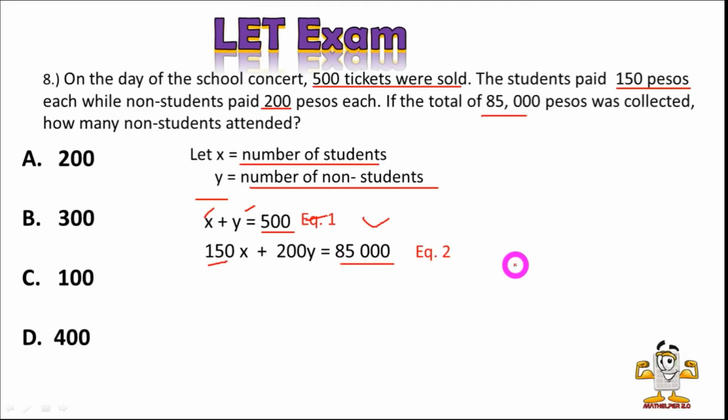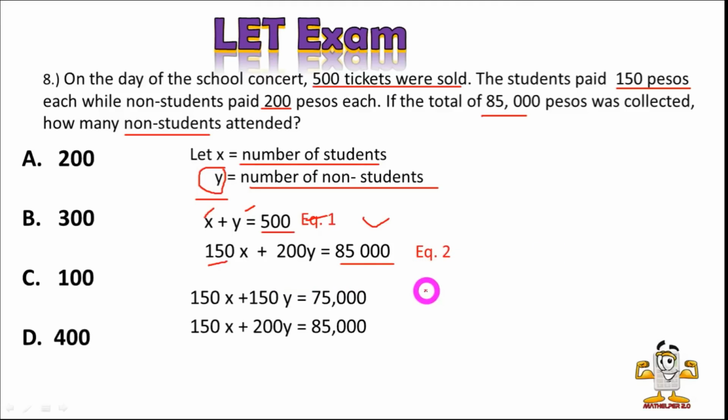So ang tanong is, ilan po yung non-students? So ang hinahanap natin yung y. So para makuha po natin yung y is solve y in terms of x. So gawin lang natin is yung equation 1, mag-multiply po tayo ng 150.